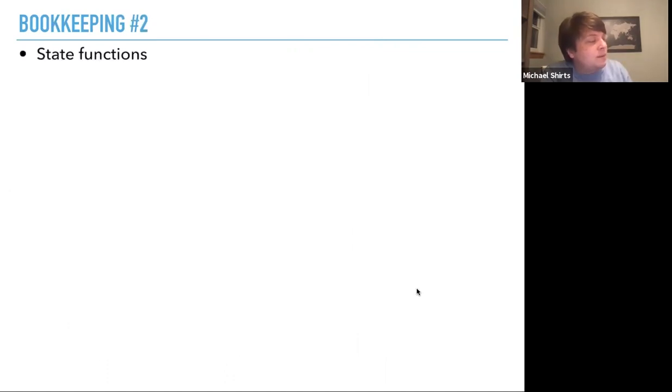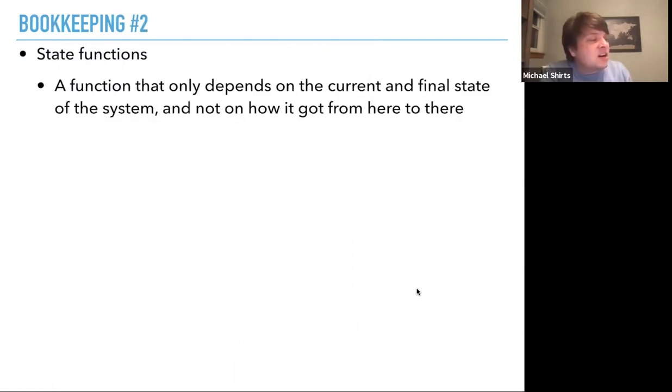So bookkeeping number 2, knowing which quantities are state functions. State functions are really nice because these are functions that only depend on the current and the final state of the system and not how it got from here to there. This is really nice because you can measure it, turn your back and twiddle your thumbs as things happen, and it doesn't really matter what's happening. You come back, you measure the final state of the system, and that's all that matters. What happens in between doesn't matter.